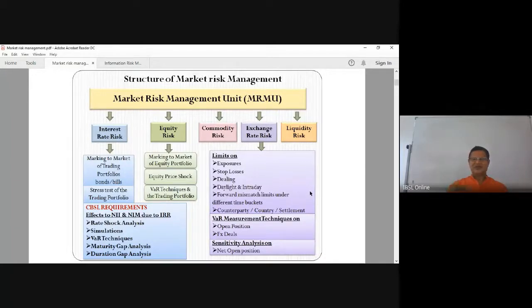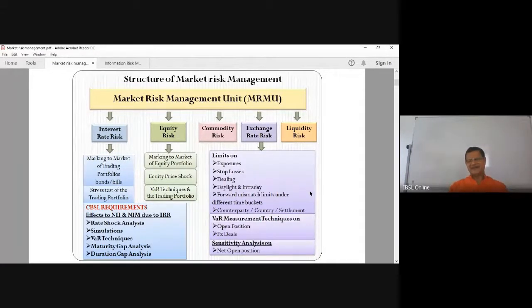Then also we can give dealing limits. Now say the positions of foreign exchange will be created by your treasurers, your dealers in the treasury, who will buy and sell. And for them, you can give them a dealing limit.